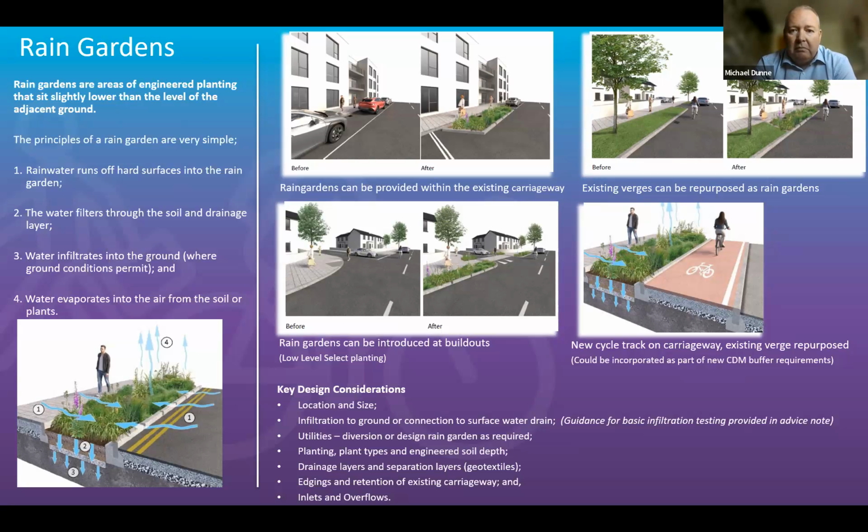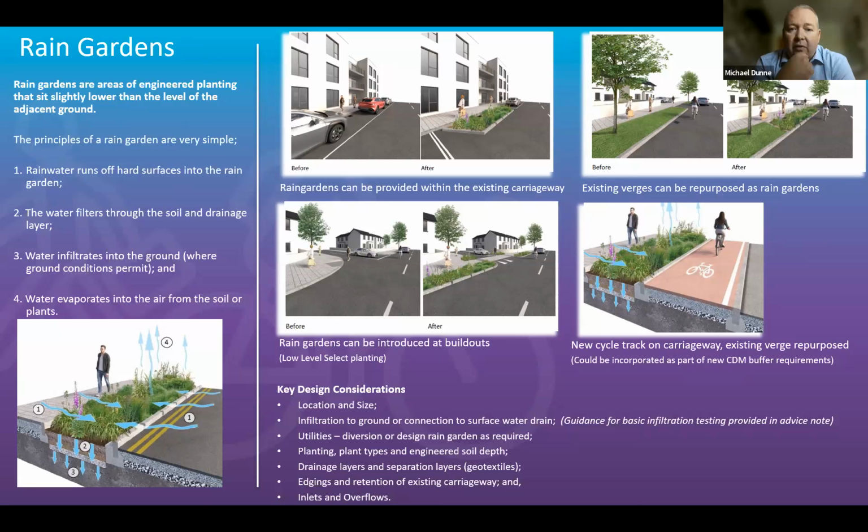But any water that is retained, and it will be for the majority of rainfall events, will evaporate into the air from the soil, or as I mentioned earlier, from the plants. I just have a couple of images on screen there of illustrations that are in the advice note, where you can introduce rain gardens if possible.